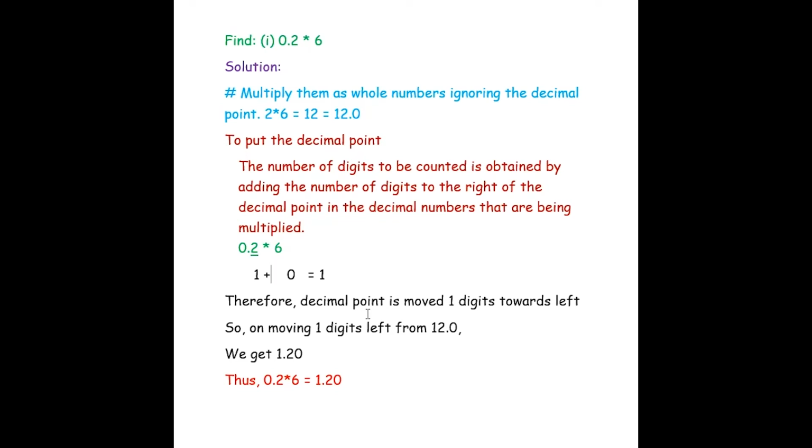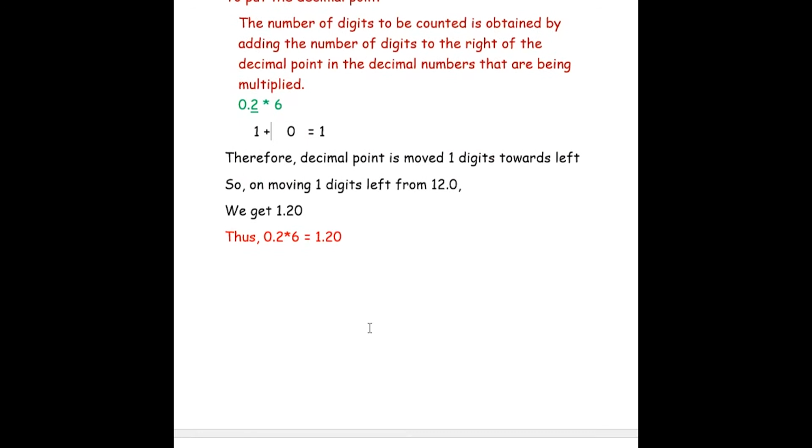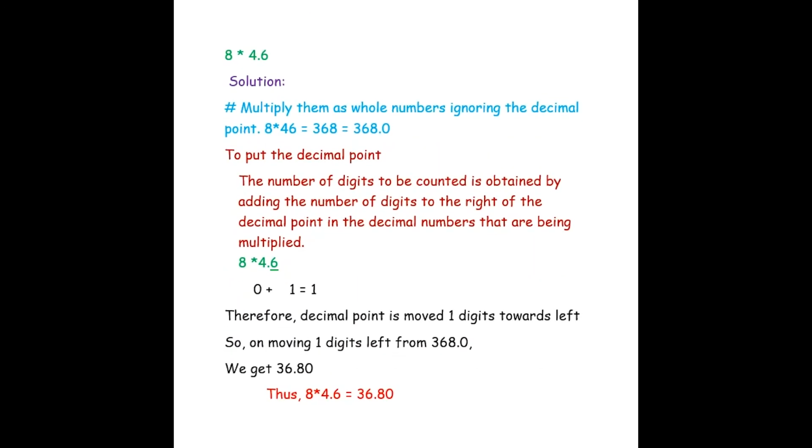Now we have to move the decimal point one digit towards left. On moving one digit towards left from 12.0, it will be moved in between 1 and 2. So we get 1.20. So 0.2 into 6 is 1.20. Now let's see the next question.